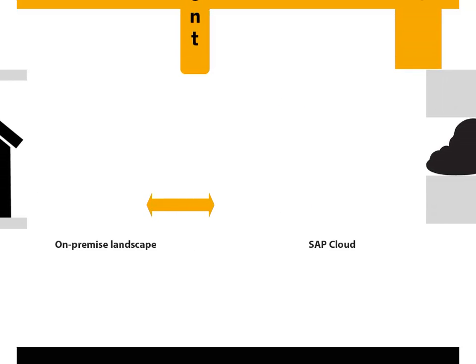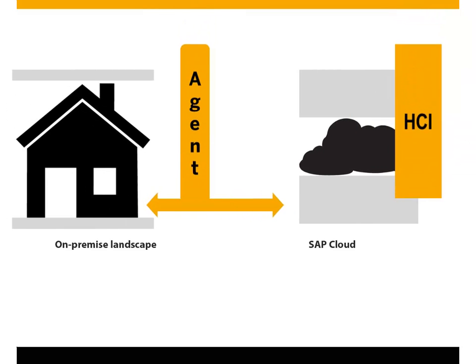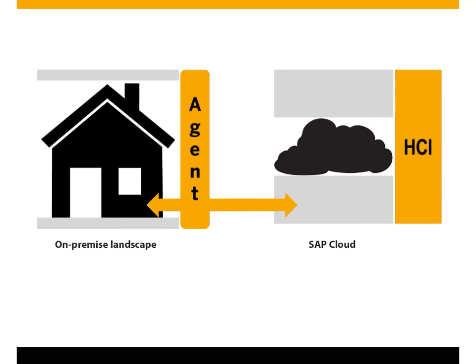The agent is installed in your on-premise landscape and provides connectivity with the on-premise sources. SAP HANA Cloud Integration provides seamless and secure integration between on-premise sources, both SAP and non-SAP, and SAP Cloud applications.